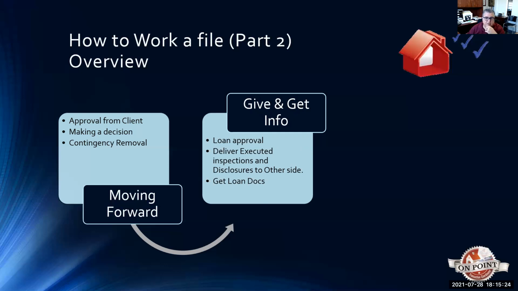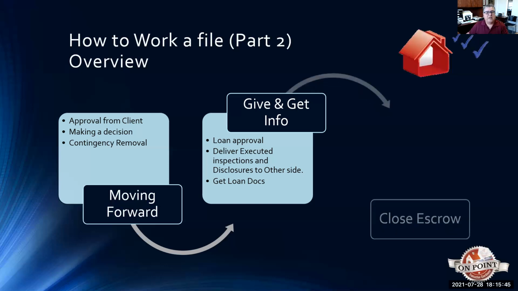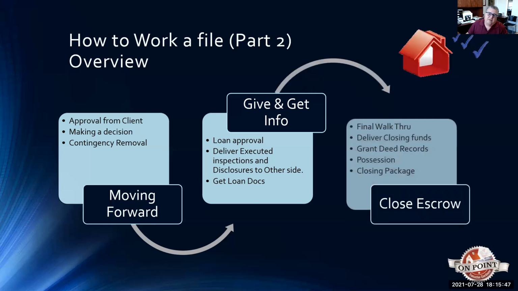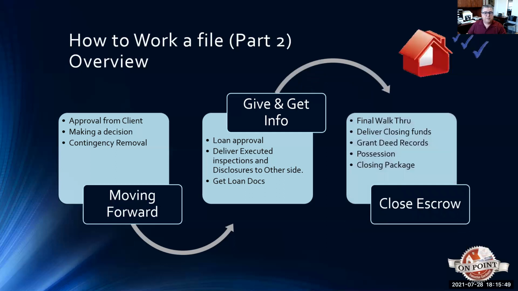Okay, so we want to give and get the loan approval, right? Deliver executed inspections and disclosures to the other side, right? So once we make that request, usually, okay, here you go. Here are all the disclosures signed by the buyer, right? And then get loan docs, right? So pretty much that's what we're waiting for at that point. Then we do the final walkthrough and deliver the closing funds.